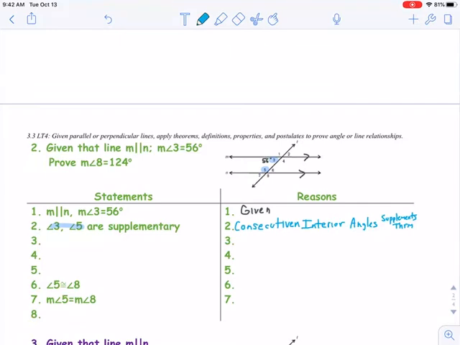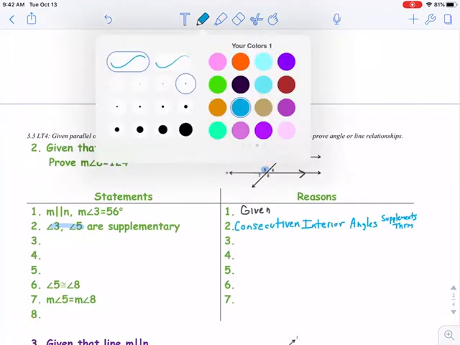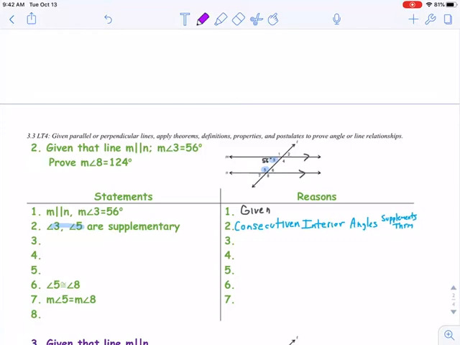And I can tell that by just looking at the picture. So remember, when you do two-column proofs, look at the picture, see what you can determine to be true by what the picture gives you. So next we got the buzzword supplementary. What do we know about supplementary? We know that the measure of angle 3 plus the measure of angle 5 is going to equal 180 degrees. Why? The definition of supplementary.